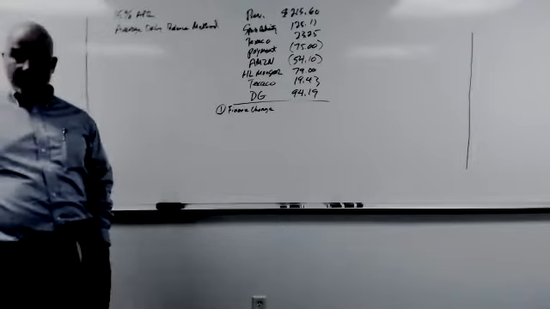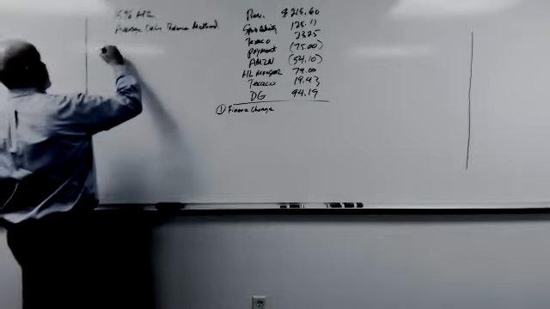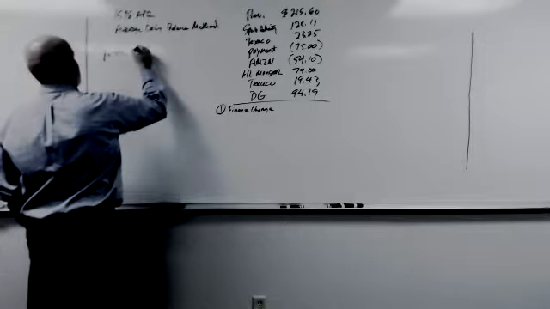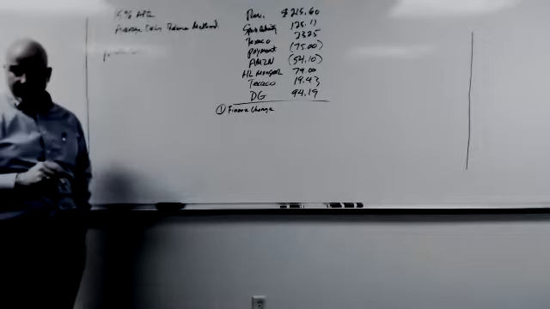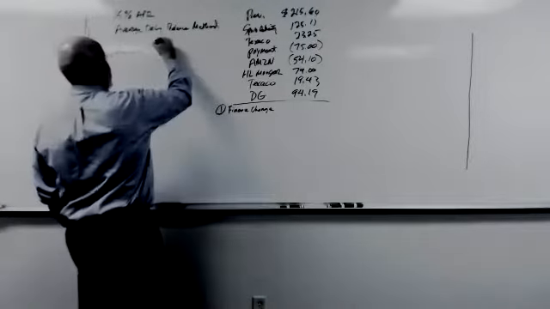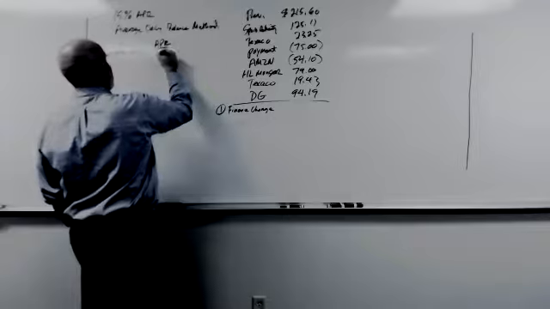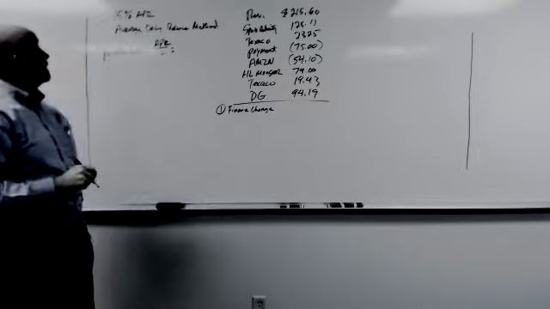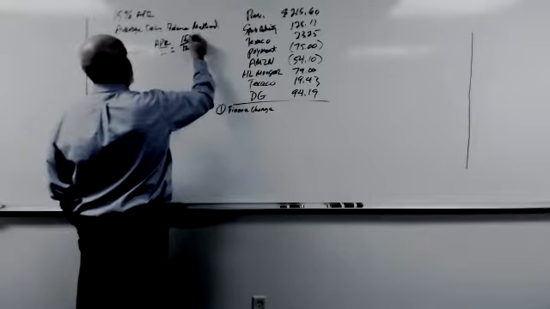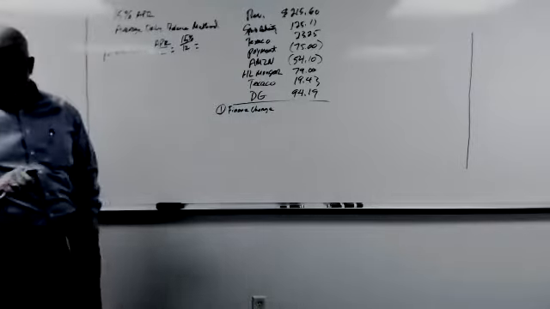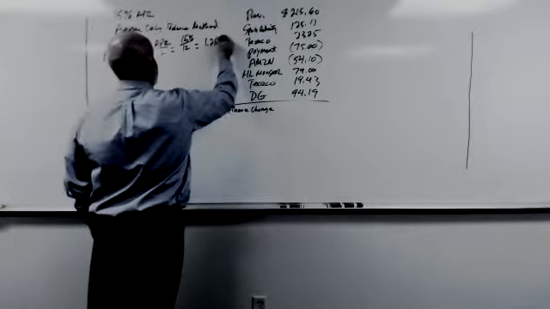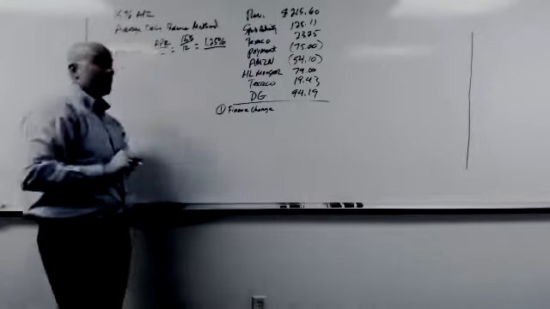But what's step one? We've got to find the periodic rate. How do we get the periodic rate? The APR divided by 12. So in this case, the APR is 15% divided by 12. Periodic rate? 1.25%, just like our last example.